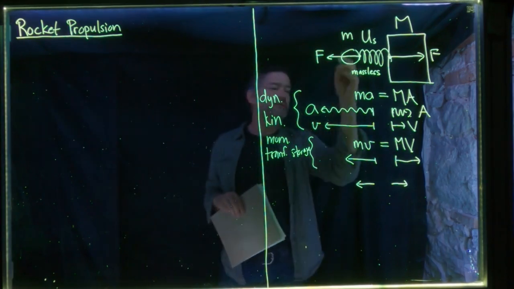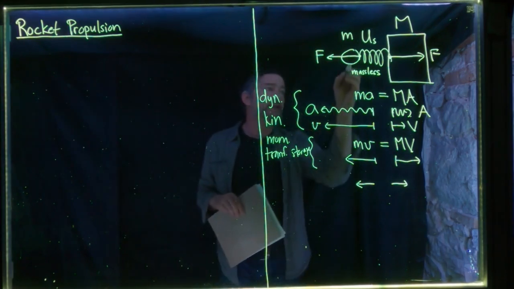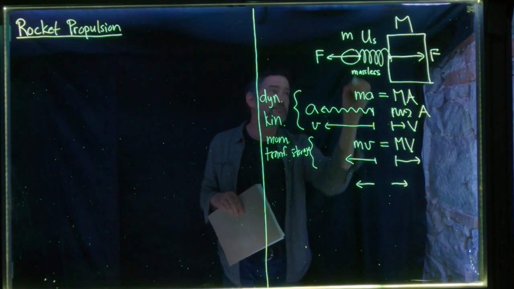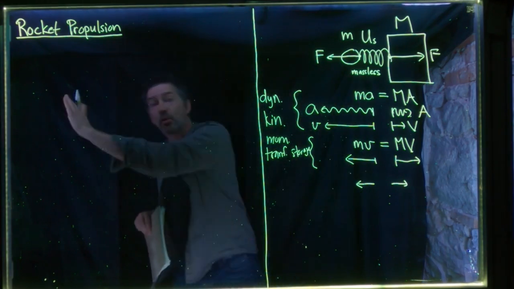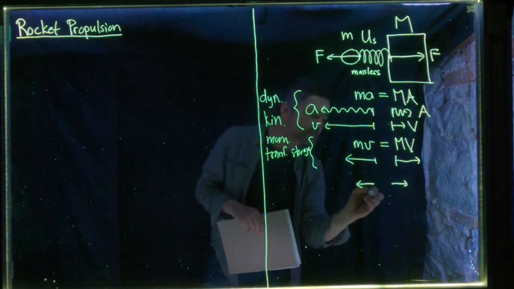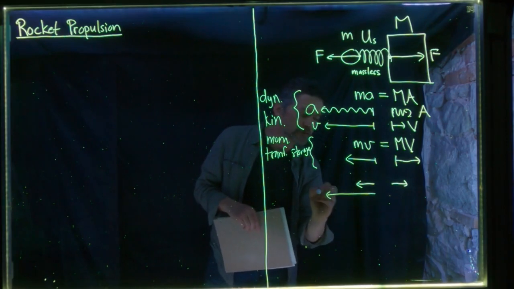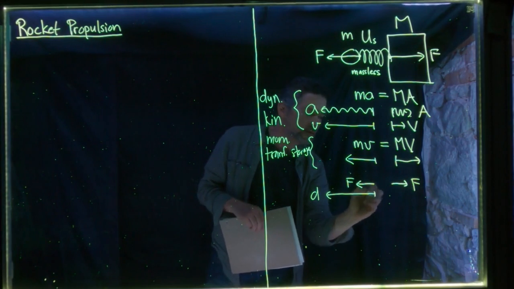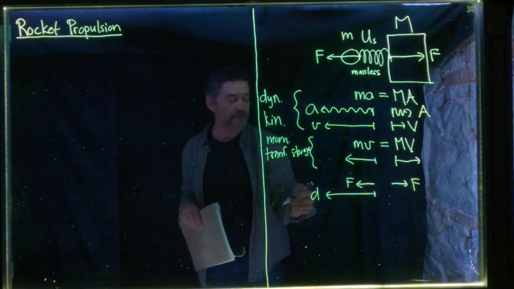Okay, so because we know that the acceleration of the cannonball is larger, the final velocity of the cannonball is larger, basic kinematics tells you that the displacement of the cannonball is going to be more, it's going to be large. So this is the displacement of the cannonball. Let's call that little d. This is F. So the cannonball displaces a great distance to the left.